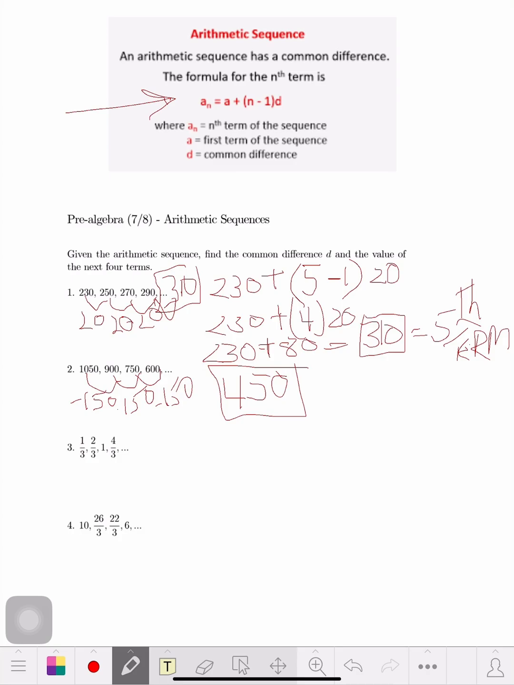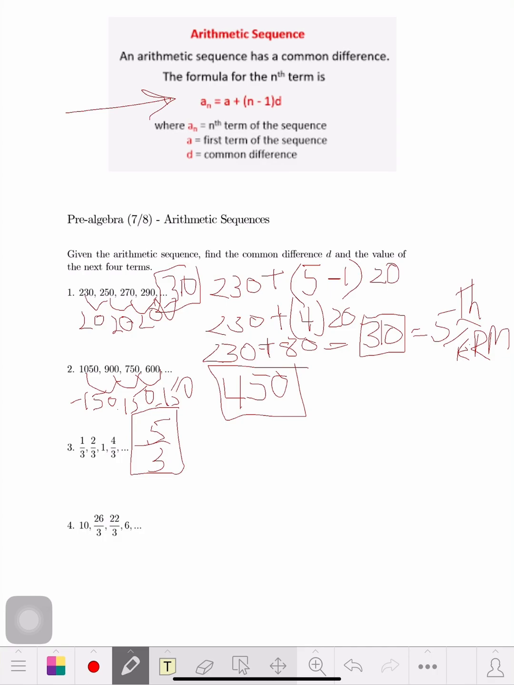Now let's do the next one. It looks to me like this: 1/3 to 2/3 to 1. They're adding a third to each one of these. So what's the next answer going to be? It's going to be 5/3. They added a third, 5/3, and that's the answer.